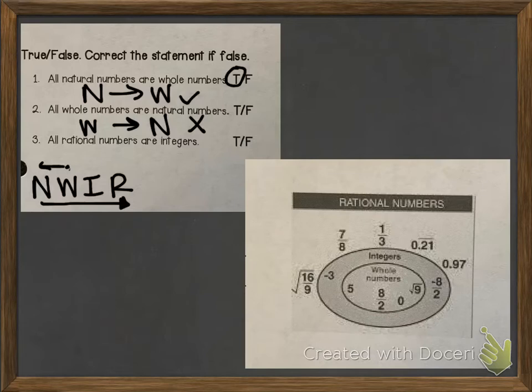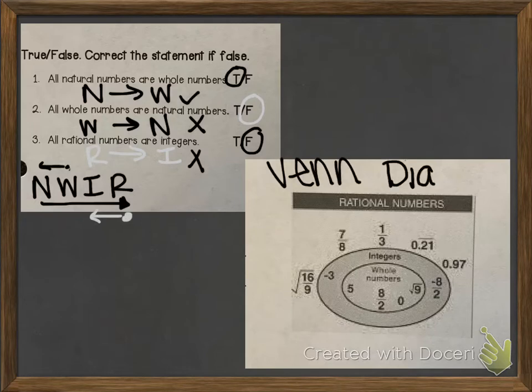And then the next one is, are all rational numbers integers? So it's asking me to start out here at R, and it's asking me to move to I. That is not true. Therefore, it is false. And then here is a Venn diagram for reference.